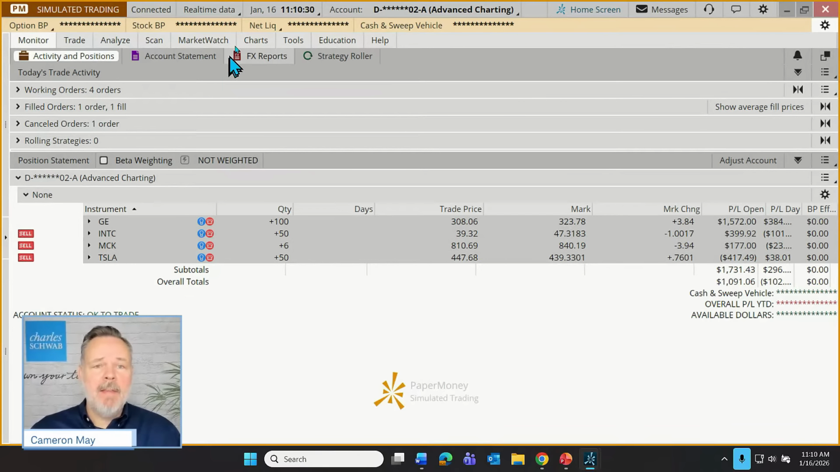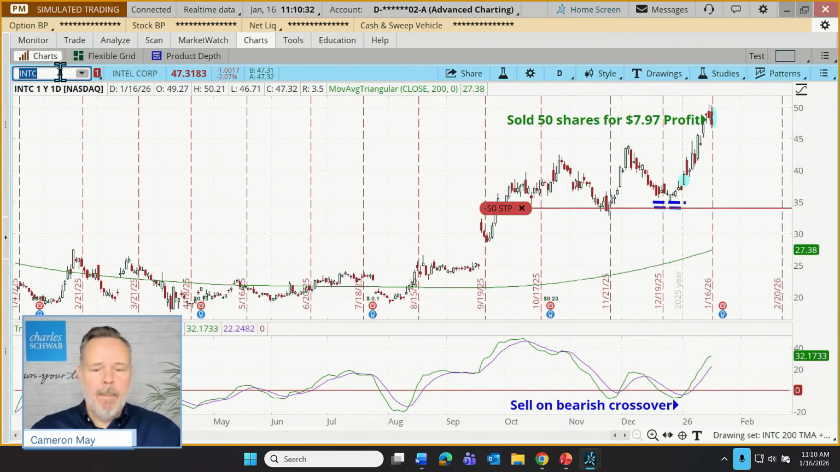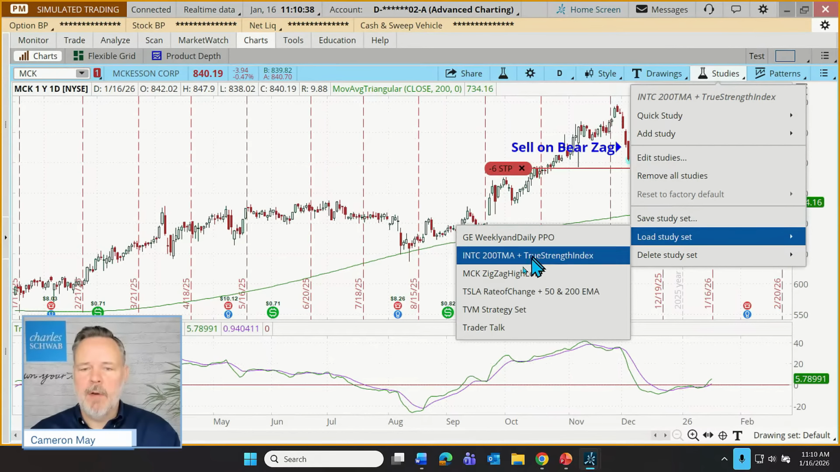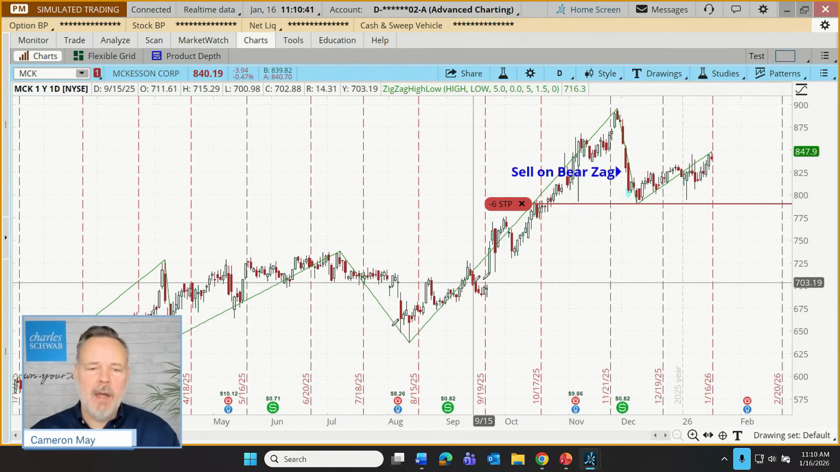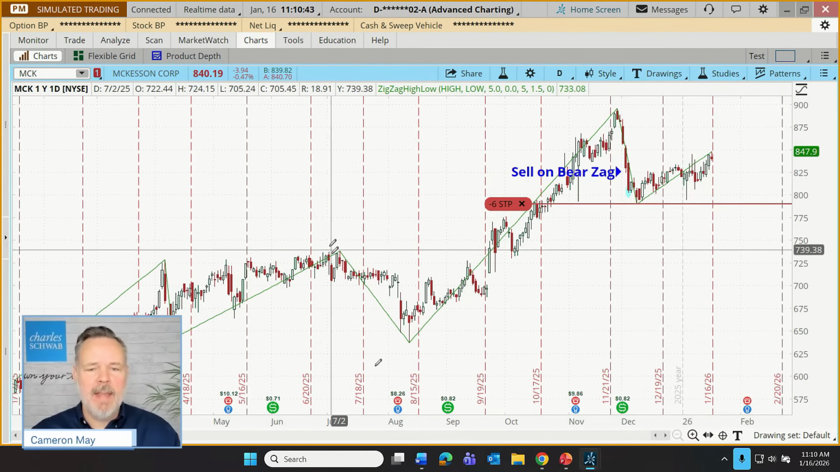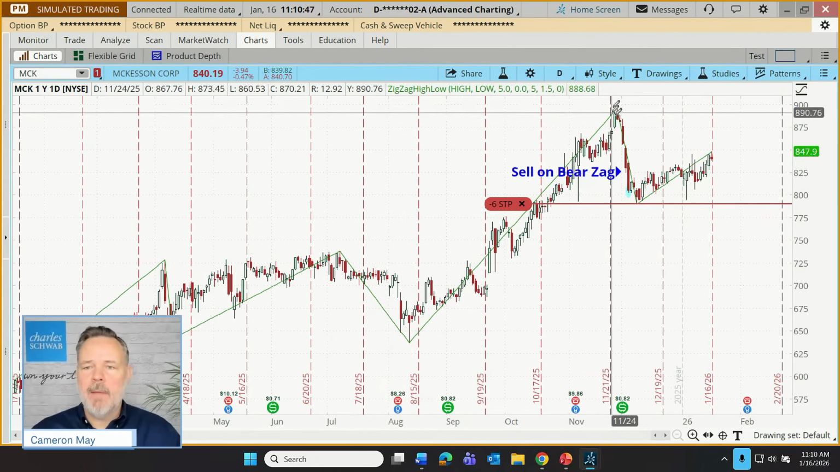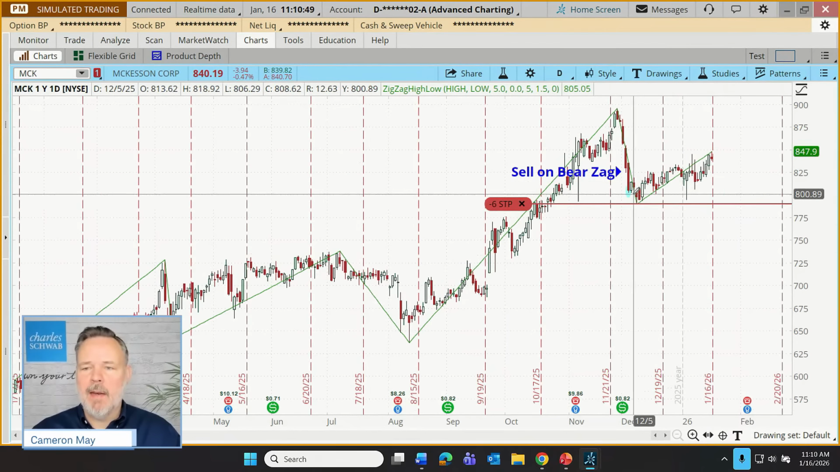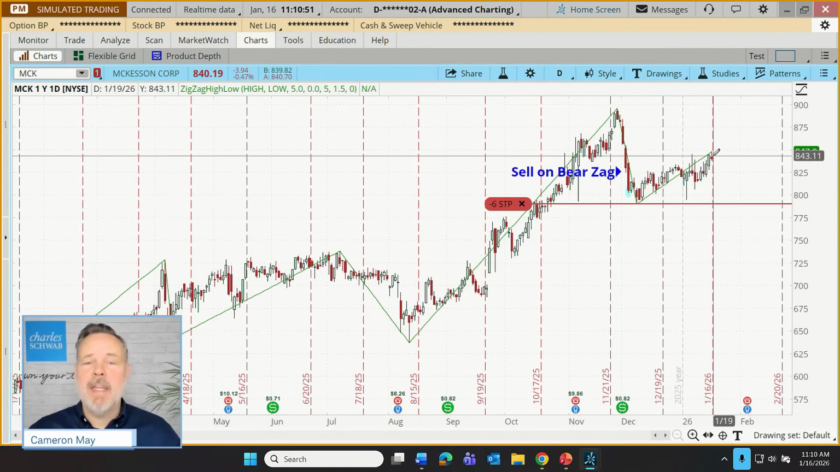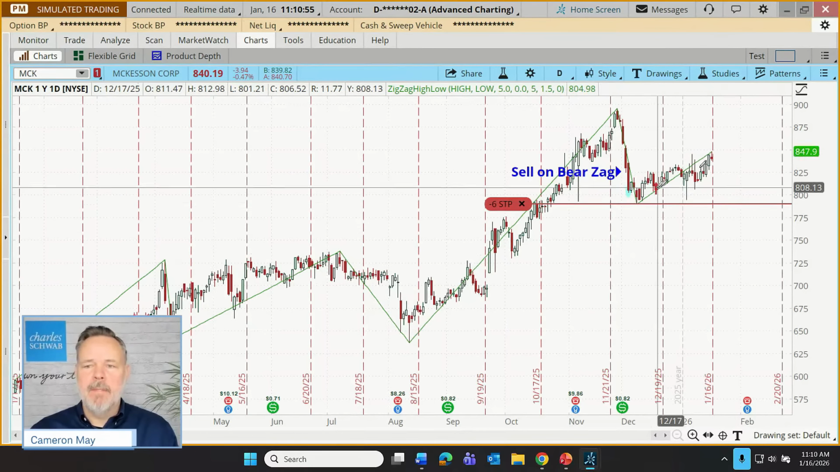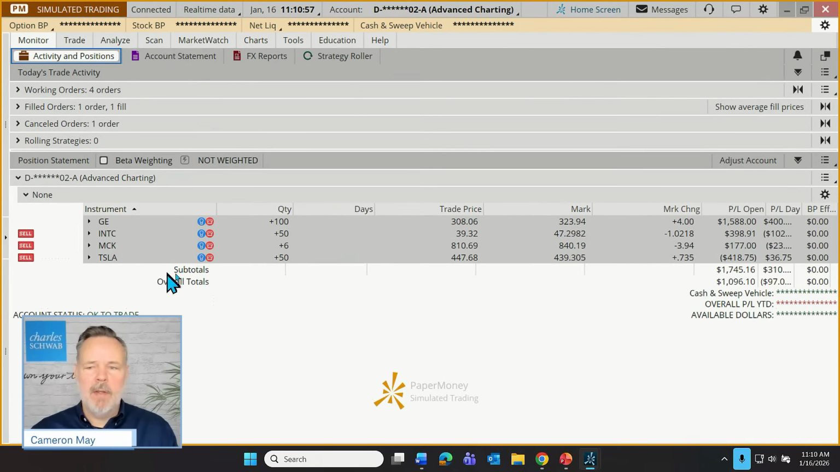All right, what about our McKesson position? McKesson was taken for a different reason. Let's come up here to our study set. Let's load up our McKesson zigzag high-low as this indicator is zigging and zagging. Sometimes we take a bullish entry on a zig, and we take a bearish exit on a zag. We got in on a zig here, waiting for the zag. It hasn't happened yet. In the meantime, we do have a stop in place, so we'll just leave that one to work.